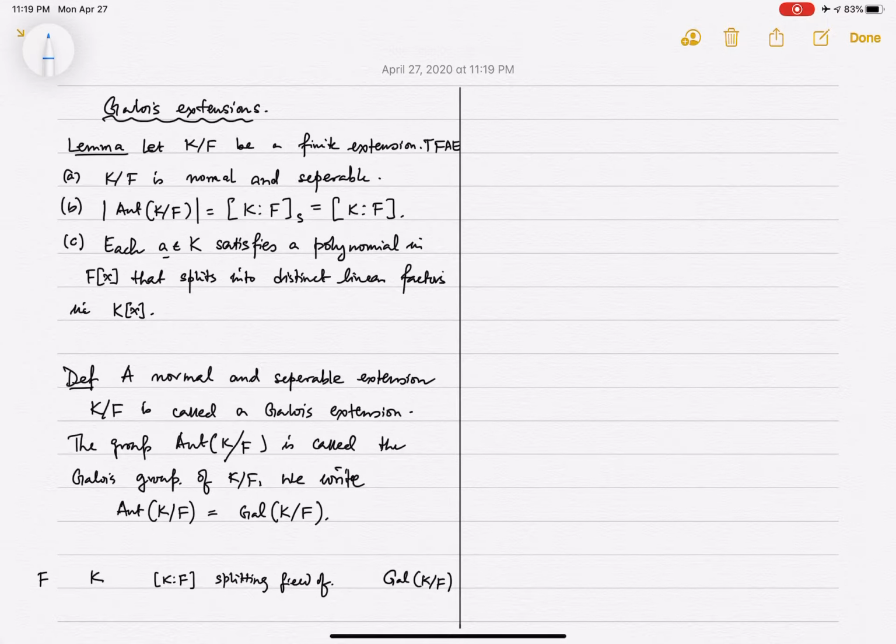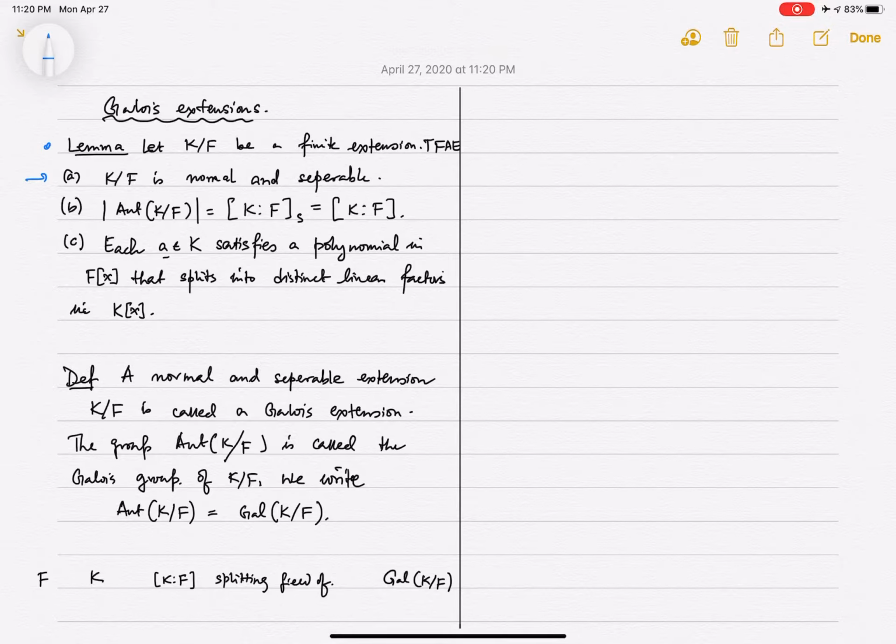So let's talk about Galois extensions. We had this lemma last time, we'll start from there. Let k over f be a finite extension. Then saying that k over f is normal and separable is equivalent to two other things.